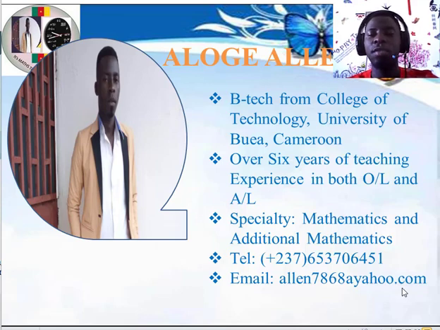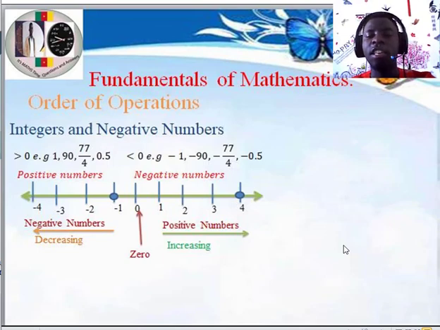In today's video we are going to be talking about the integers and negative numbers. This video falls under order of operations, and we have seen the first part of the order of operations, which is LCM and HCF. Today we are going to be looking at numbers and their negatives.